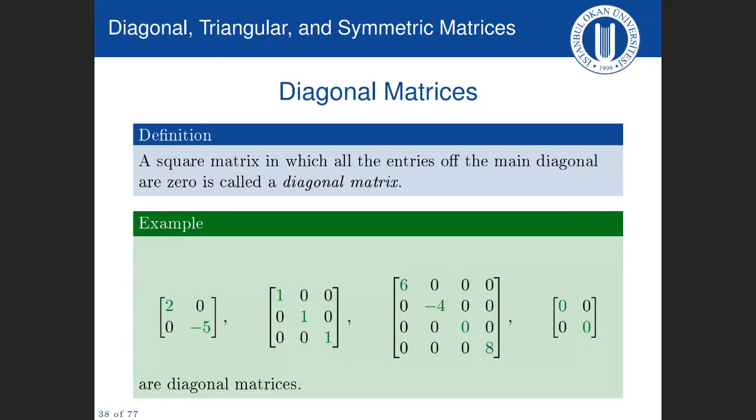First of all, diagonal matrices. A square matrix in which all of the entries off the main diagonal are 0 is called a diagonal matrix. There are 4 diagonal matrices in this example. The main diagonal of these matrices I've put in green. These green entries can be any number that you want. The black numbers must be 0 if you have a diagonal matrix.